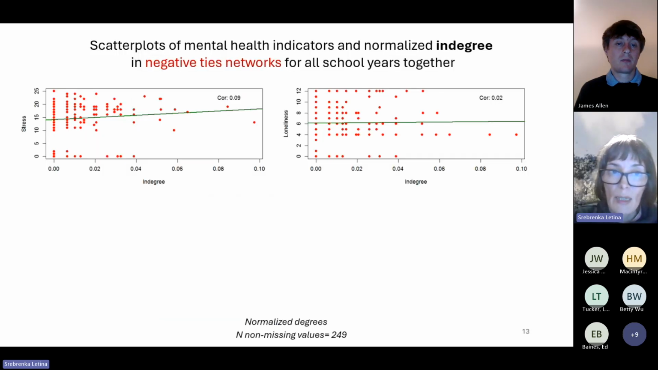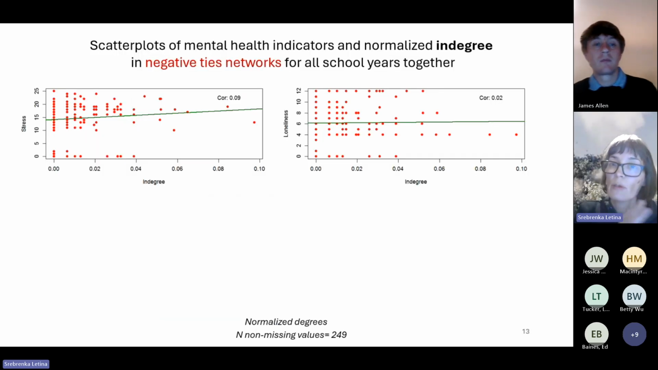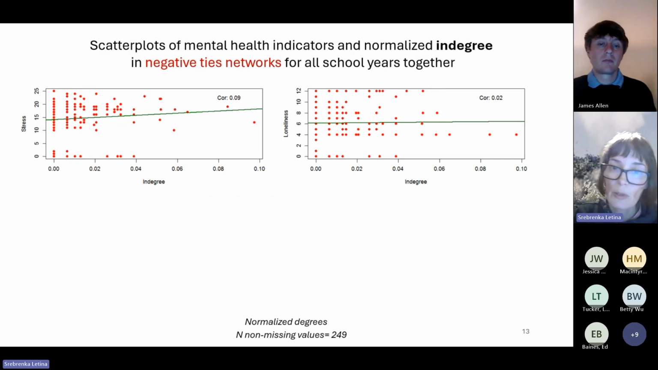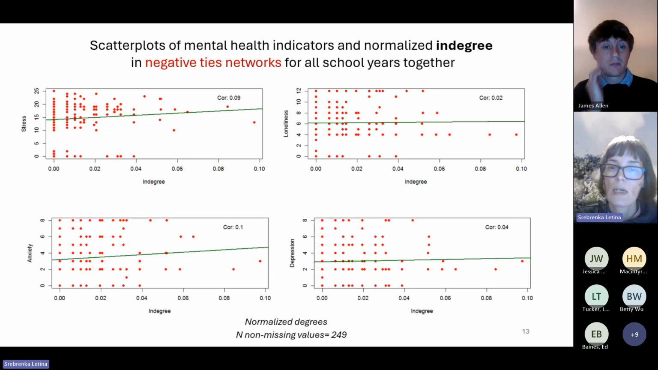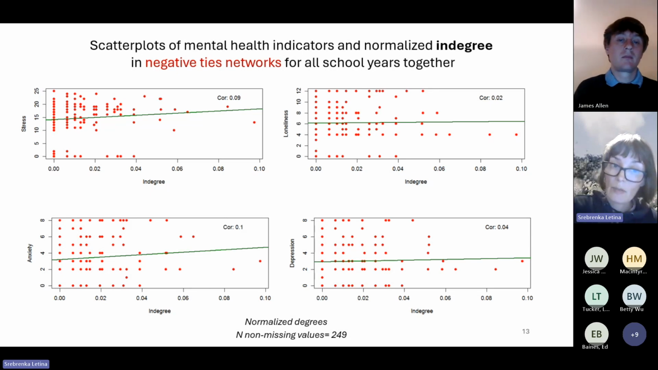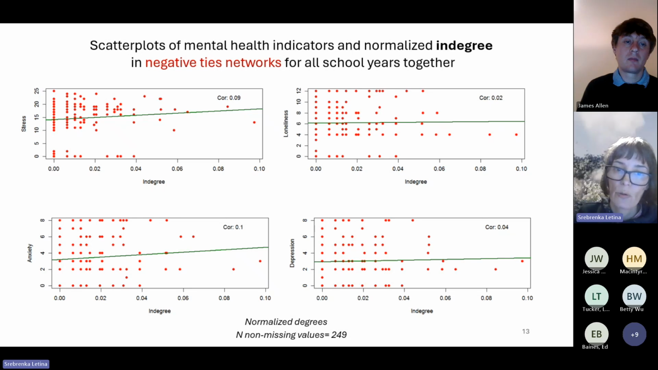So once we cover that, we can go to negative ties, right? Because we looked at the positive ties, friendship ties, and we know that they are important, but negative ties could also be important. I just want to show you really quickly scatter plots for in degree and out degree in this network of negative ties and the outcomes of stress, anxiety, loneliness, and depression. You can see that correlations here are notably higher for most of the outcomes. And you can see that the more depressed, anxious, or stressed you are, the smaller is your in degree in the network.